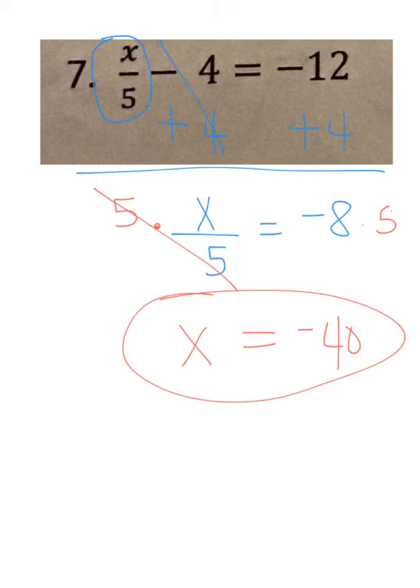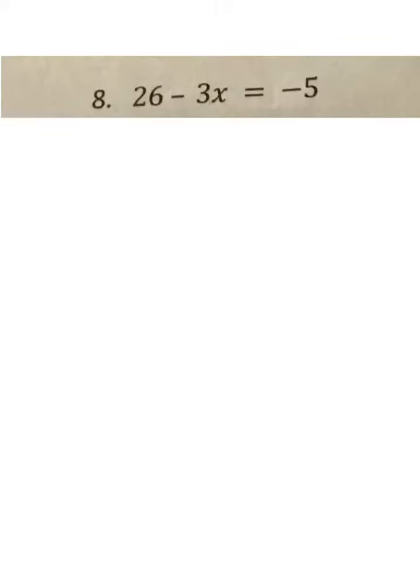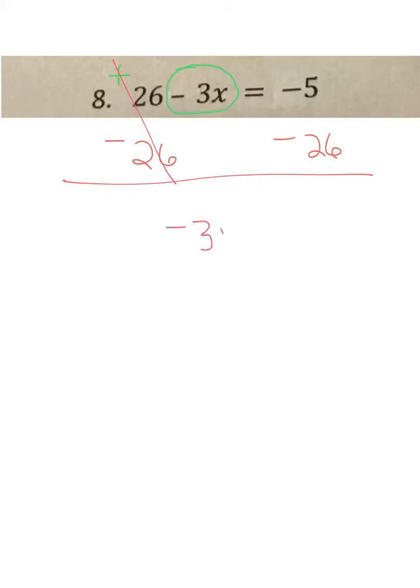Okay, problem number 8. So first thing I'm going to do is circle not just the 3x, I'm going to circle the negative, because that negative goes with the 3x. The 26 has nothing in front of it, so that means it's positive. So first thing I'm going to do is get rid of the positive 26 by subtracting 26. Always the opposite when you add and subtract. Those cancel out, and I'm left with not 3x, but negative 3x, whatever's in the circle. Negative 5 minus 26, they're all negative, so it's negative 31.